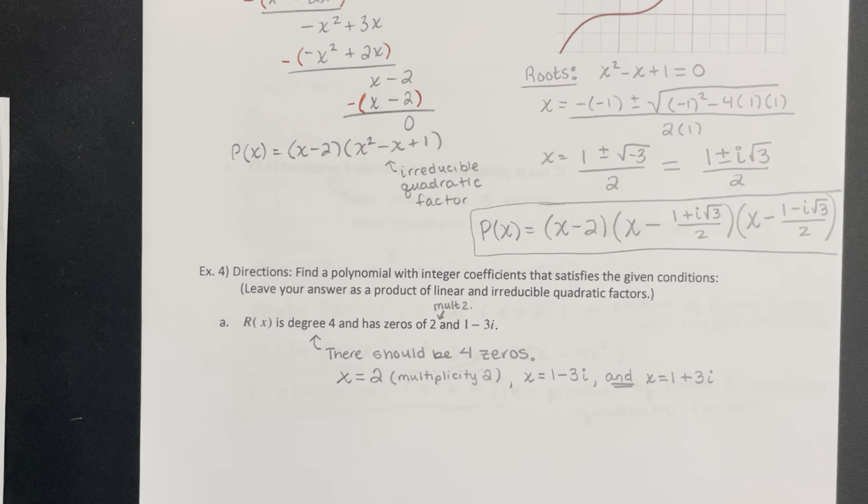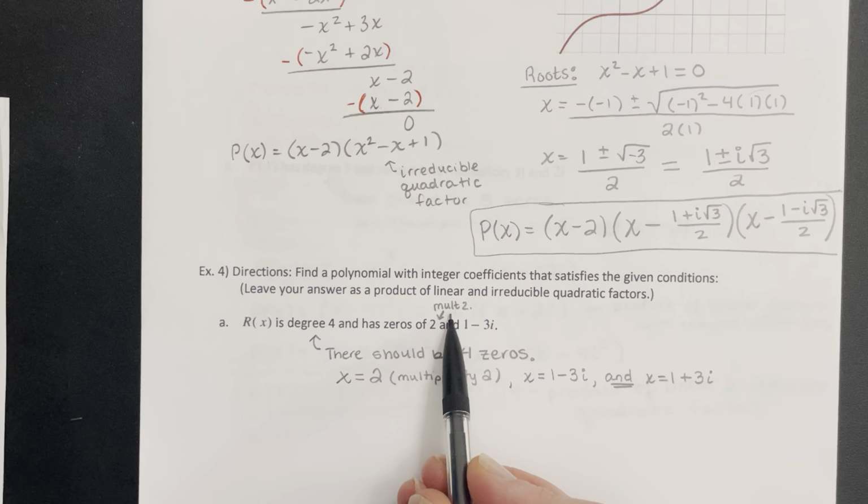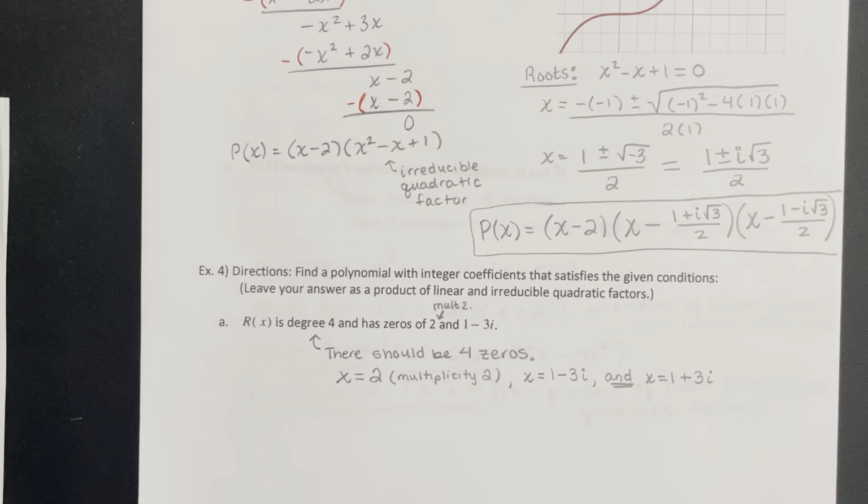All right, so now the last section of this is writing that polynomial when we've been given the zeros. And we did this when we had nice integer zeros, but this time we don't have nice zeros the entire time. So I have r of x is degree 4, and it has zeros of 2 and 1 minus 3i. There really should be an extra part to this saying that the 0 of 2 has a multiplicity of 2. We could figure that out just by context clues, but that's a little harder.